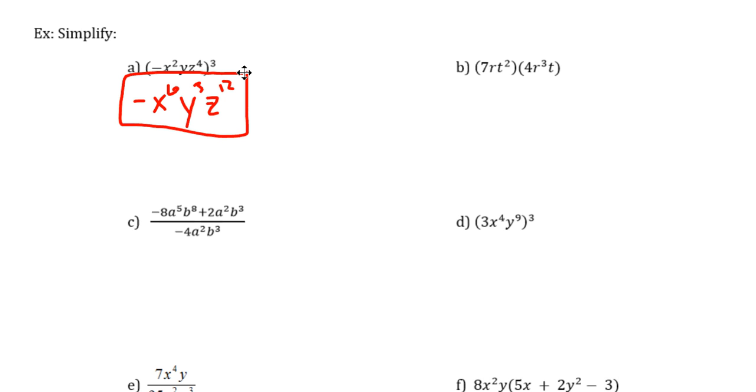B, I have a product of two monomials. There's no addition or subtraction, which means that each expression is only one term. And so I just want to multiply. So I'm going to multiply my coefficient. 7 times 4 gives me 28. I have an r times r to the third. That's going to give me r to the fourth when we add those exponents. And a t squared times t. So that's going to give me t to the third, again, adding the exponents.